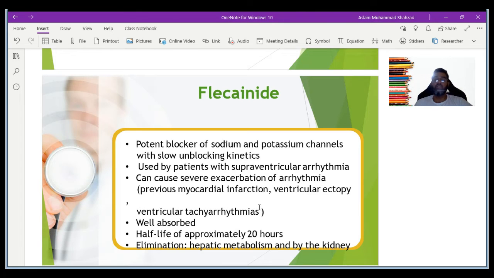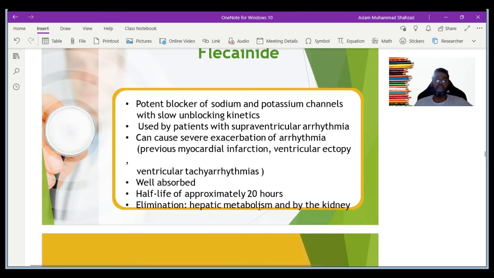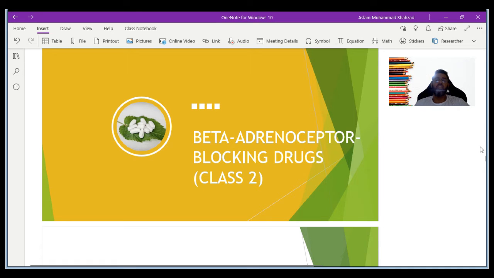They are used by patients with supraventricular arrhythmia. However, arrhythmia that arises from ventricular ectopy can be severely exacerbated if the patient has had a previous myocardial infarction, ventricular ectopy, or ventricular tachyarrhythmias. They are well absorbed, their half-life is approximately 20 hours, and they are eliminated by hepatic metabolism and through the kidney. Then we have beta adrenoreceptor blocking drugs, which belong to class 2.